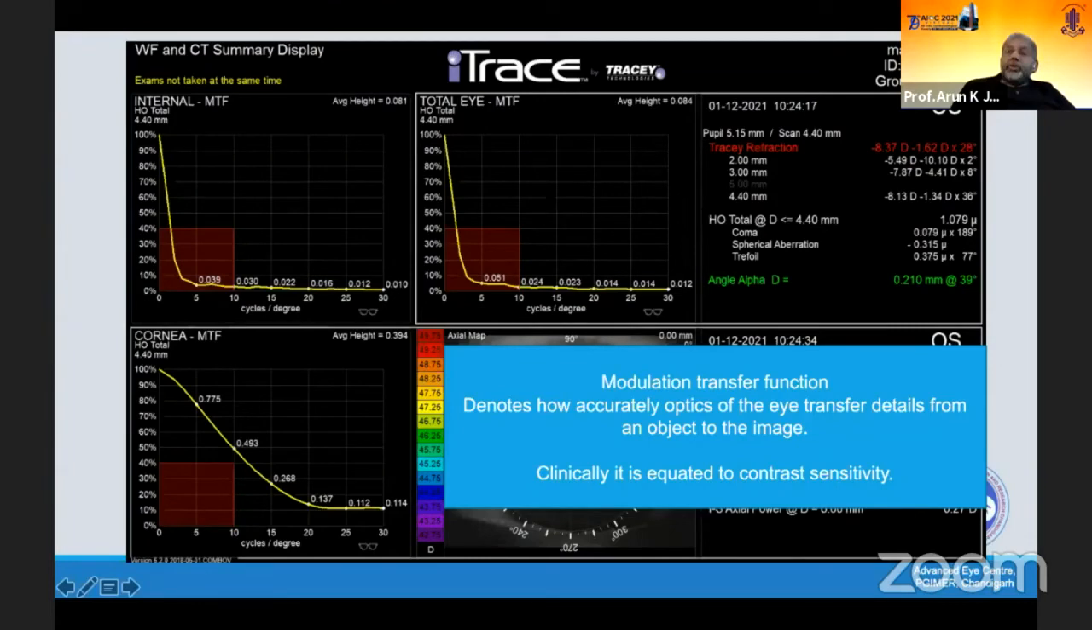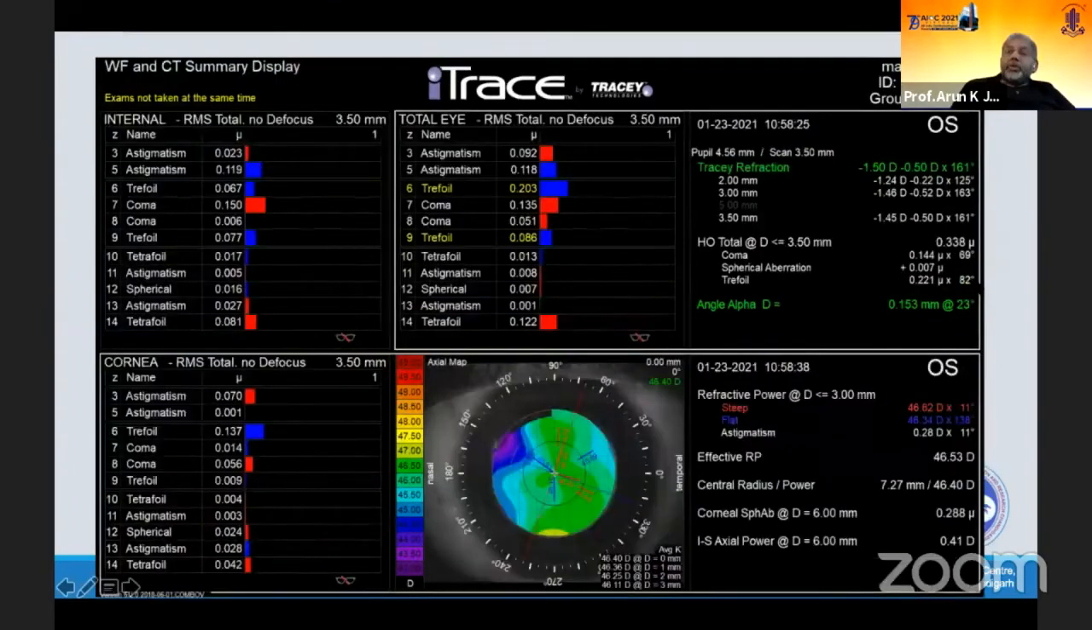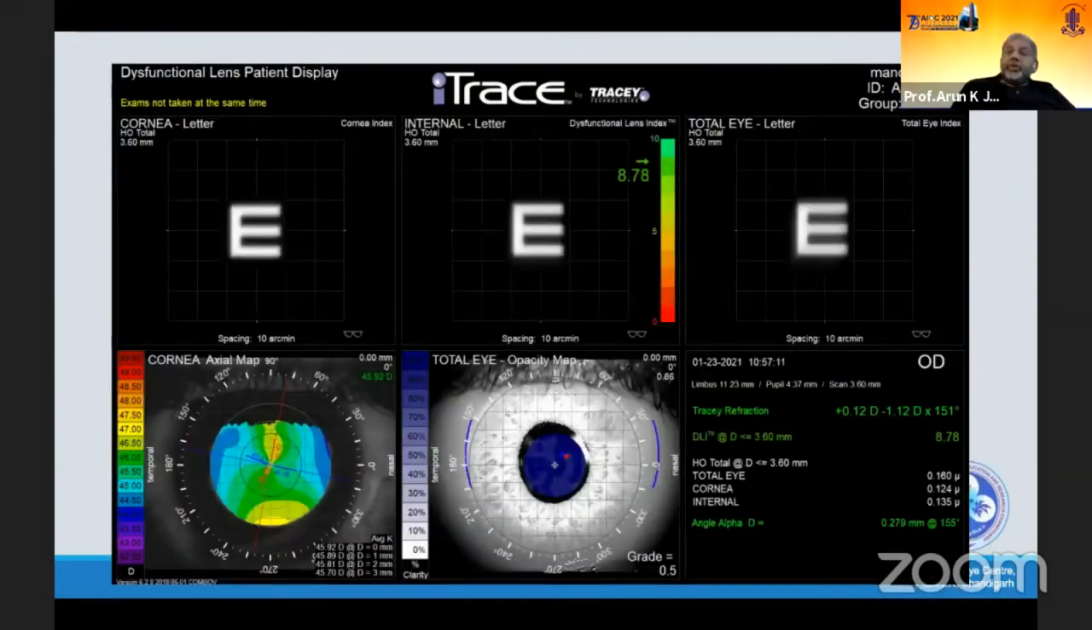You can see the internal aberrations have decreased, and even though the corneal spherical aberration remains the same, the total spherical aberration reduces to just 0.07, because it neutralizes the corneal spherical aberration. And this is the quality of vision combined after the surgery. And this is the point spread function, as Dr. Amit Gupta highlighted. It has improved drastically after the surgery.